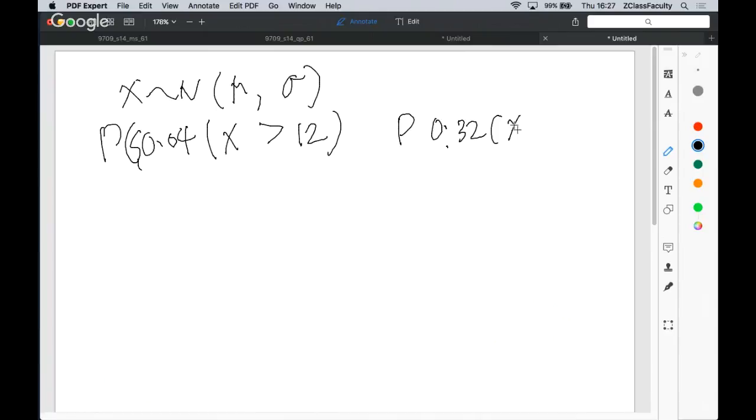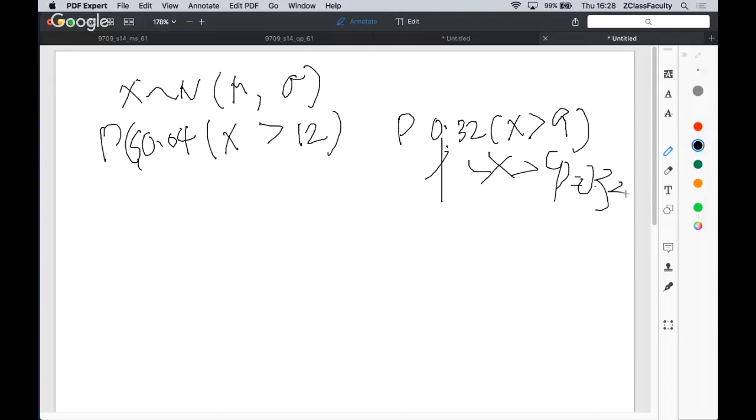And another P is 0.32, and X is longer than 9. So I think it's better to write it as P(X greater than 9) is equal to 0.32. So like if you give that to me, P(X greater than 9) is equal to 0.32, right? Okay.